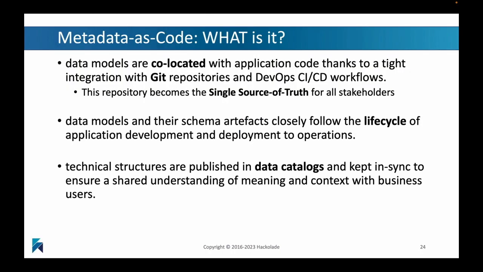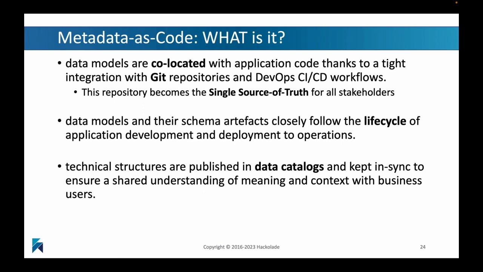So what is it exactly? Well, first of all, metadata as code means that we are going to develop data models that are co-located with the application code. They are stored in the same repository as the application code, thanks to a tight integration with Git. Git is something that many developers and many DevOps administrators know and love very intimately because it is actually a fantastic way to have distributed parallel development streams, parallel workflows, and it's proven its value time and time again there, especially in Agile development processes.